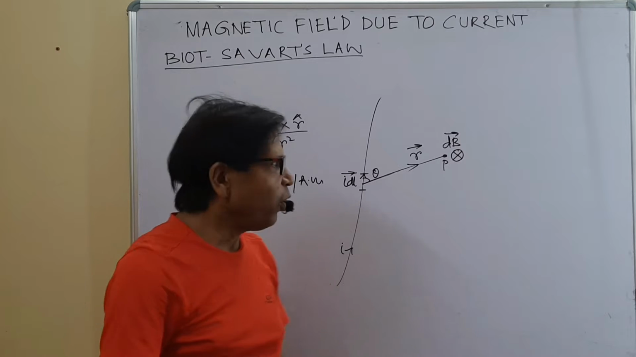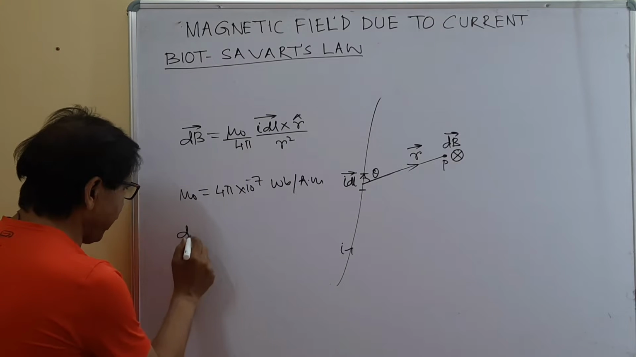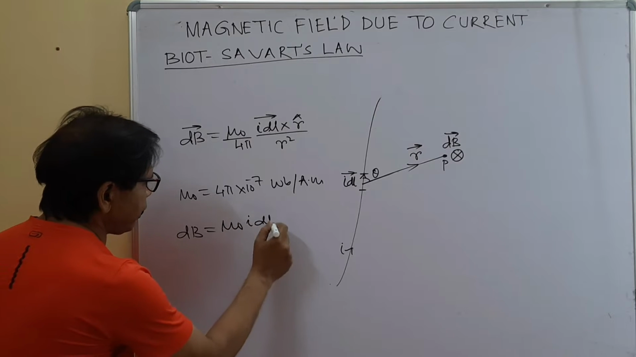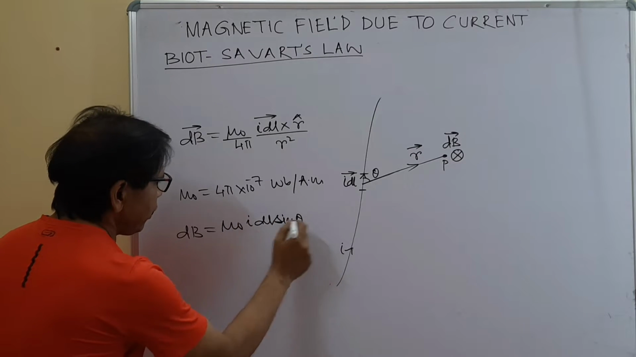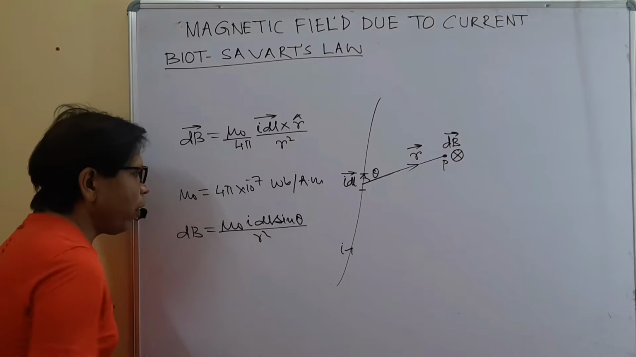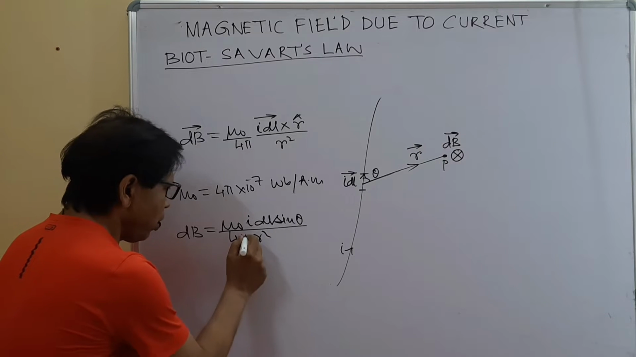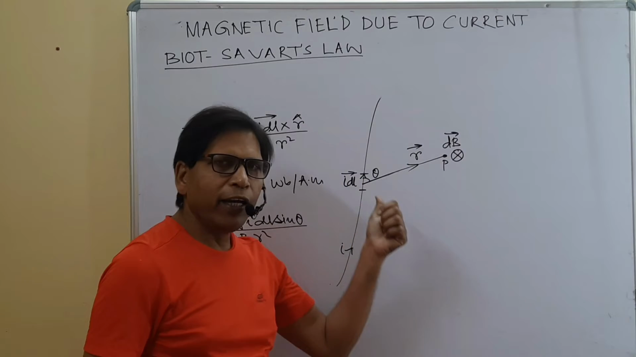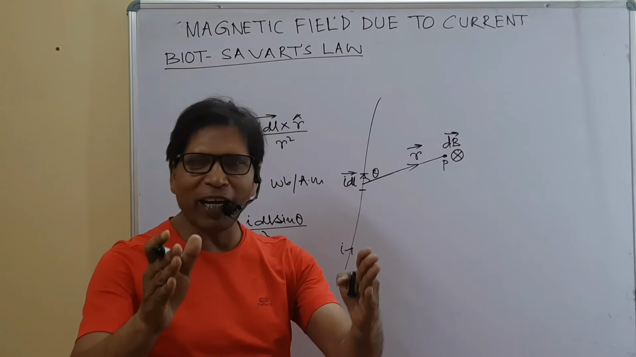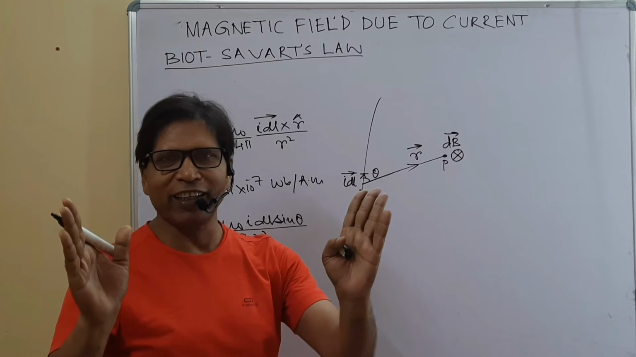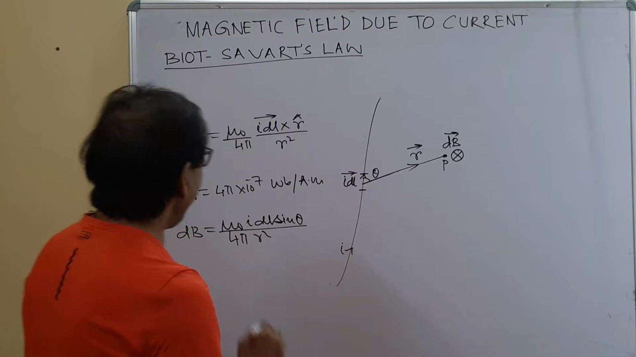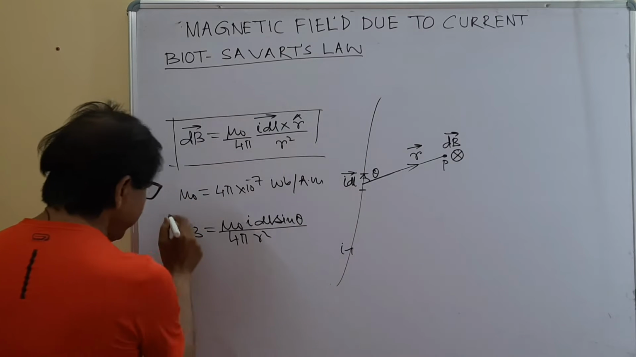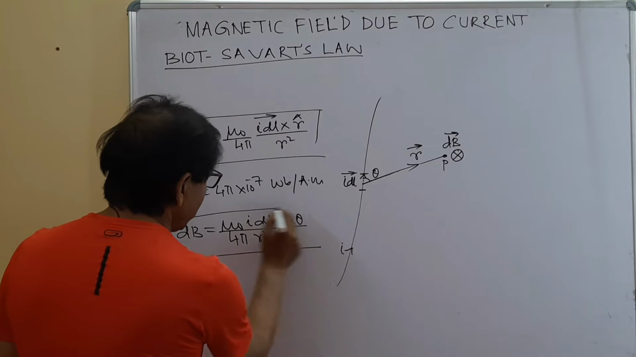Now look at this. So dB equals mu naught I dl sin theta divided by 4 pi r square, where theta is the angle between I dl vector and r vector. Now this law is known as the Biot-Savart law, and this is the scalar form of the Biot-Savart law.